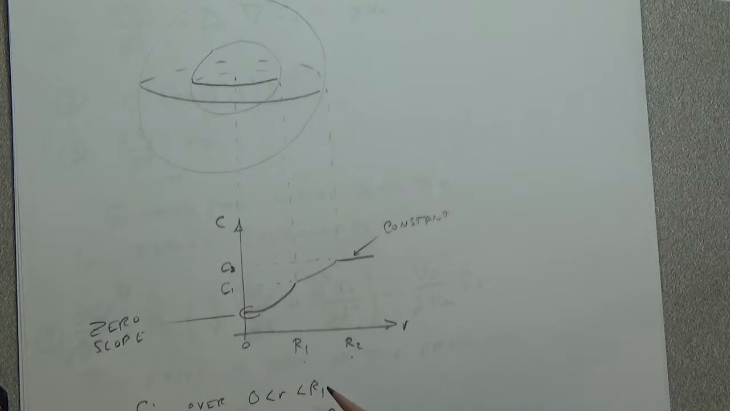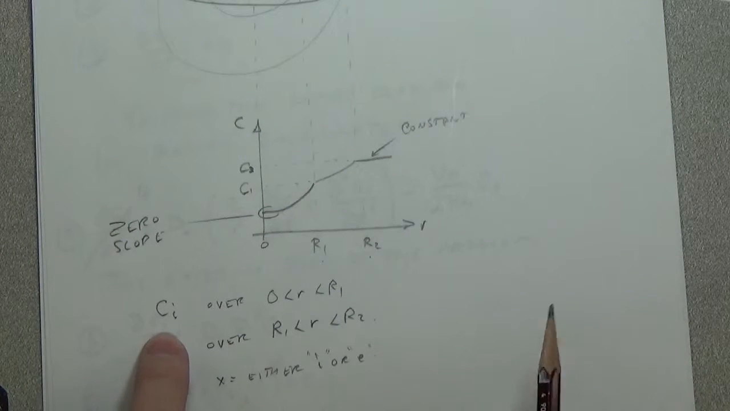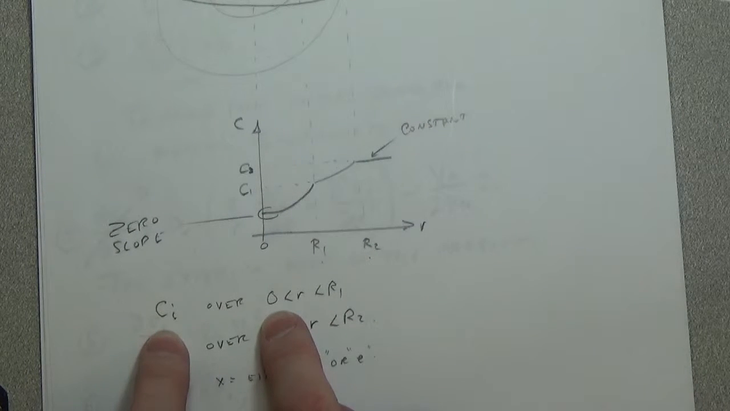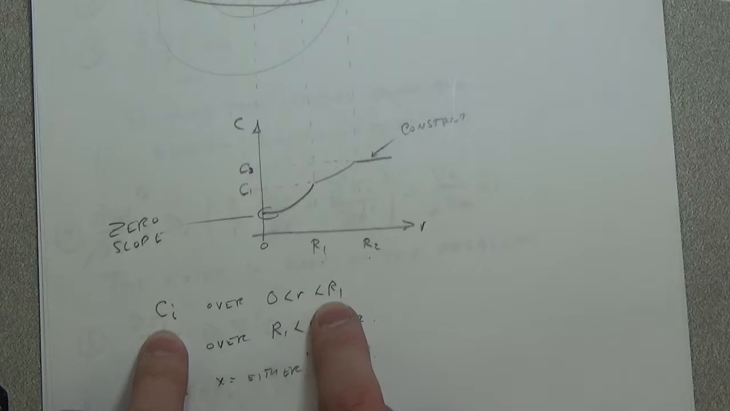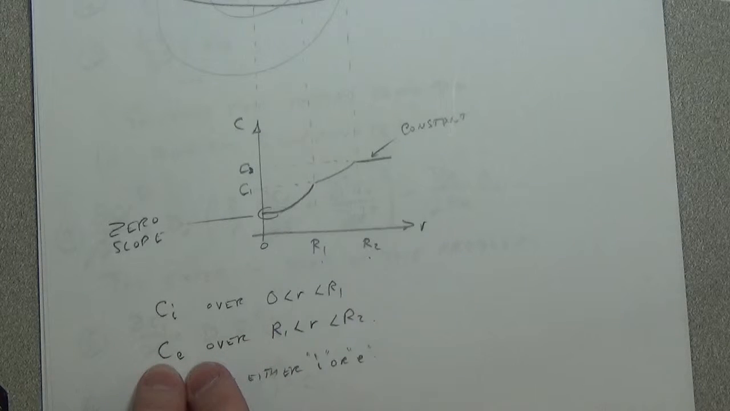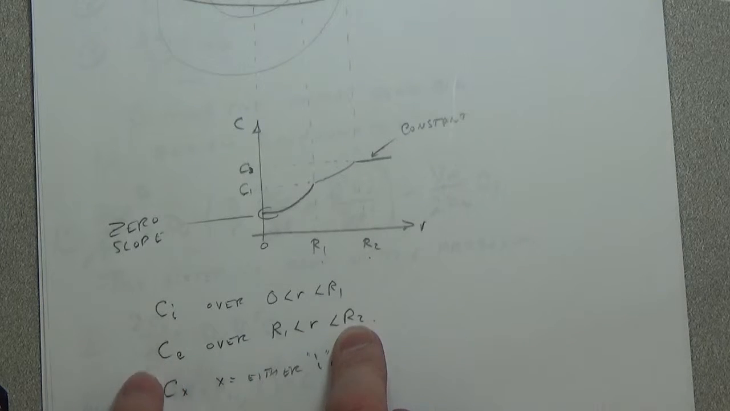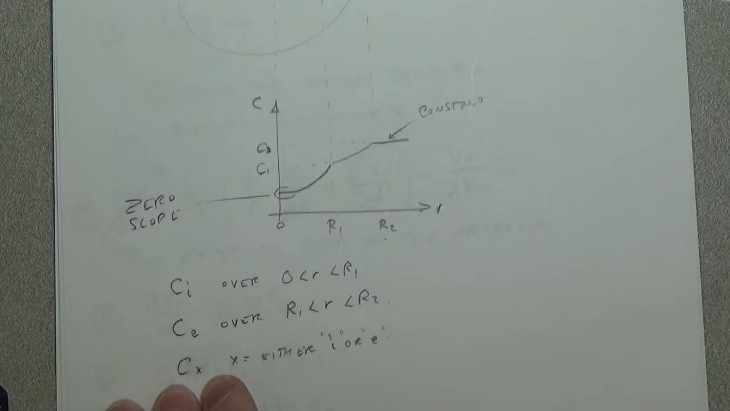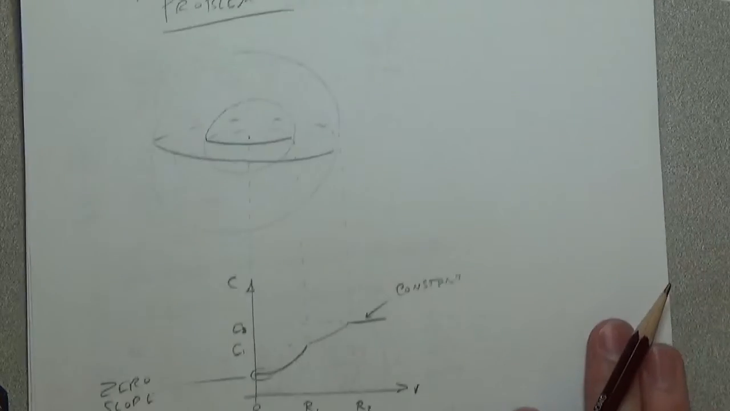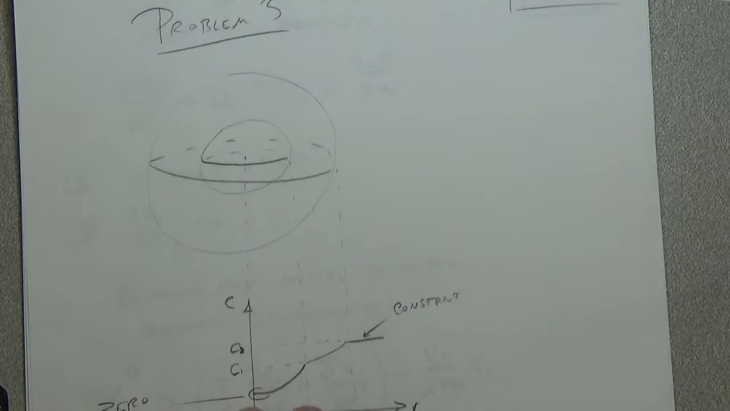And for this, we're going to solve for concentrations, which I'm calling Ci, the interior, which is defined over 0 is less than R is less than R1, and Ce, E for exterior, where R1 is less than R is less than R2. And if I have anything marked as Cx, then the x can mean either E or I, depending on the context, but it's the same expression. The solution will look like this.